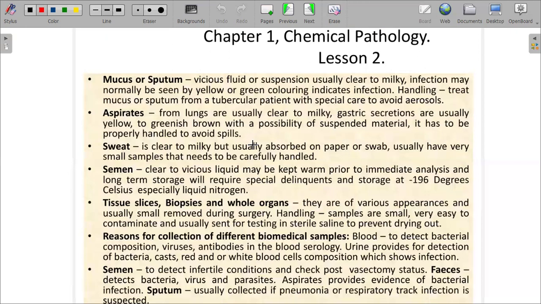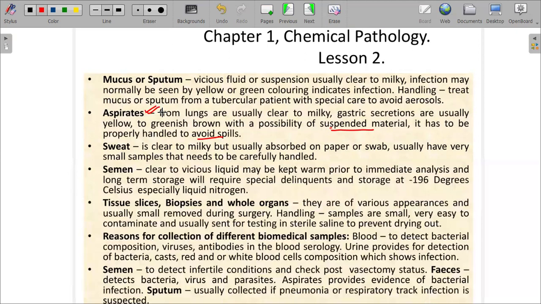And then we have aspirates, which from lungs are usually clear to milky. Gastric secretions are usually yellow to greenish brown with the possibility of suspended materials that can also be found there. It has to be properly handled to avoid spillages in terms of the handling of aspirates. I'm sure that you need to take note of that.